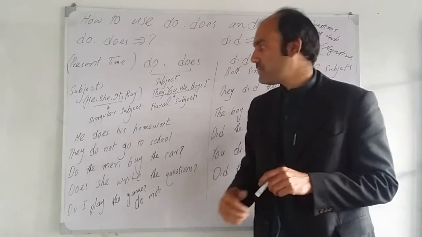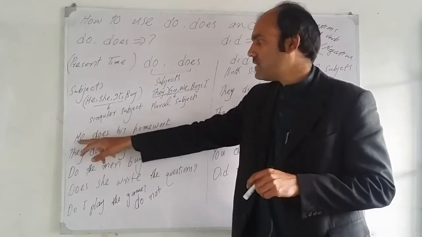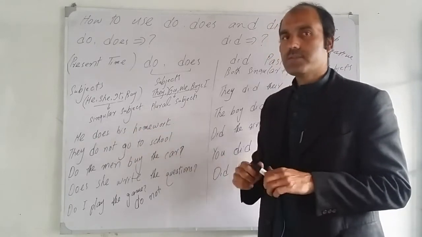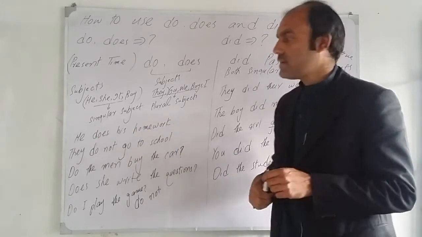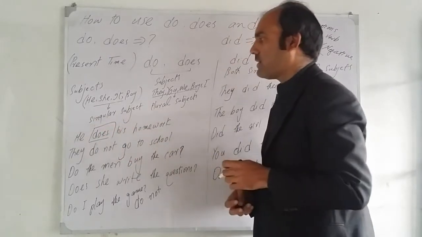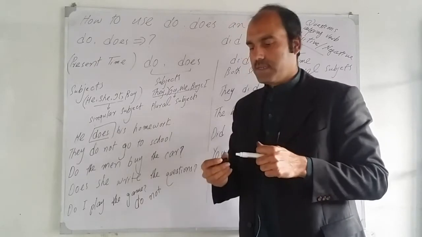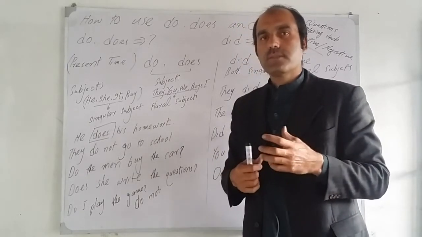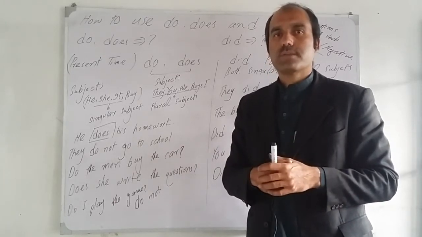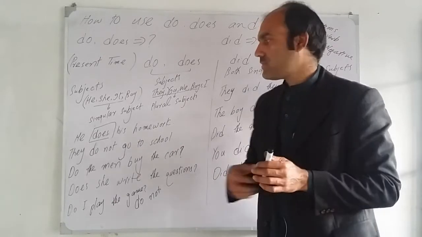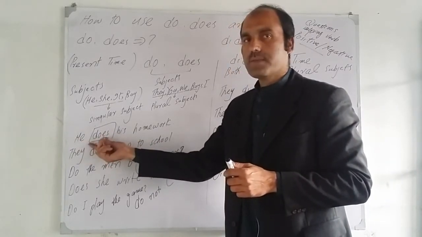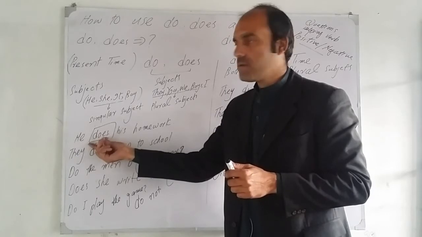These are examples. Have a look at these. He does his homework. This is a positive sentence. Here the verb does is used as a main verb. For a sentence, the main verb is the essential part. Without the main verb, you cannot form a perfect or a complete sentence. So here our subject is he. I have written down a main verb for this, does. This is used as a main verb here.